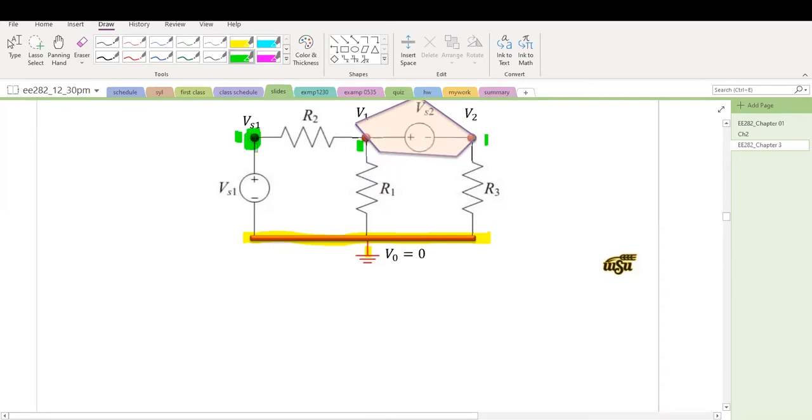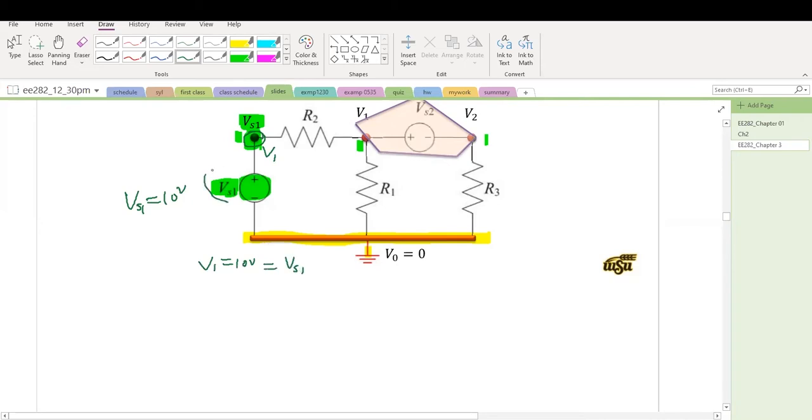Let's look at this first node here. The voltage on this node actually equals the voltage on this voltage source. Normally the voltage of a voltage source is given. Therefore, the voltage on node 1 is known already. For example, if I have Vs1 equals 10 volts, then this voltage V1 equals 10 volts already, which equals Vs1.